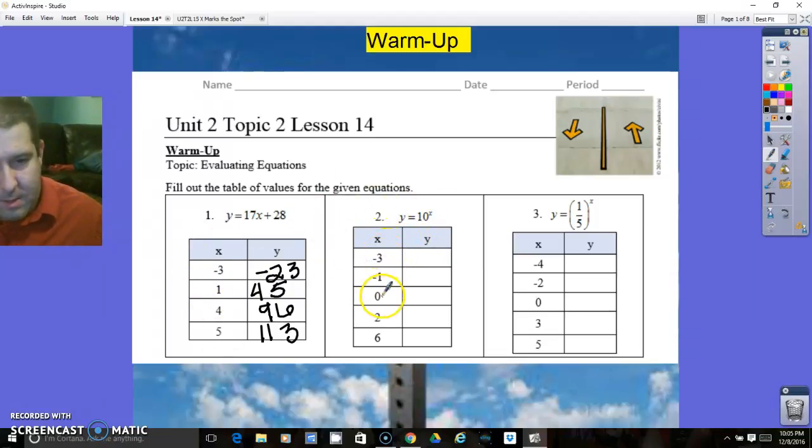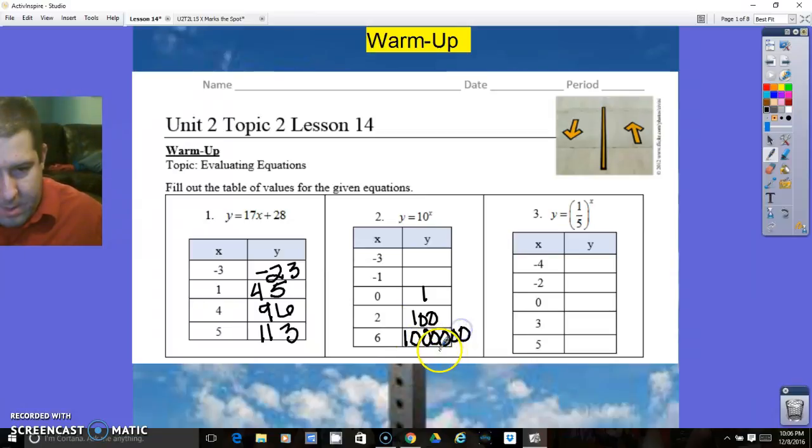This one's going to be a little bit easier. Well, I'm going to start right here with the 0th power. Anything to the 0th power is 1. 10 to the 2nd power would be 10 times 10, which is 100. And 10 to the 6th power is going to be a 1 with 6 zeros, which ends up being a million.